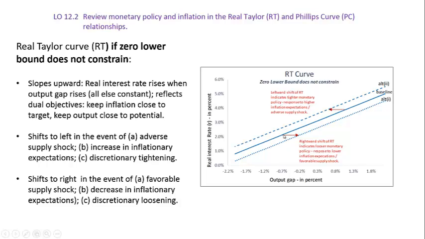In the other direction, we'll have a shift of the RT curve to the right in the event of a favorable supply shock, if there's a decrease in inflationary expectations, or if there's a discretionary loosening. So when this shifts to the right, to the blue dotted line, for any value of the output gap, the real interest rate set by the central bank will now be lower.